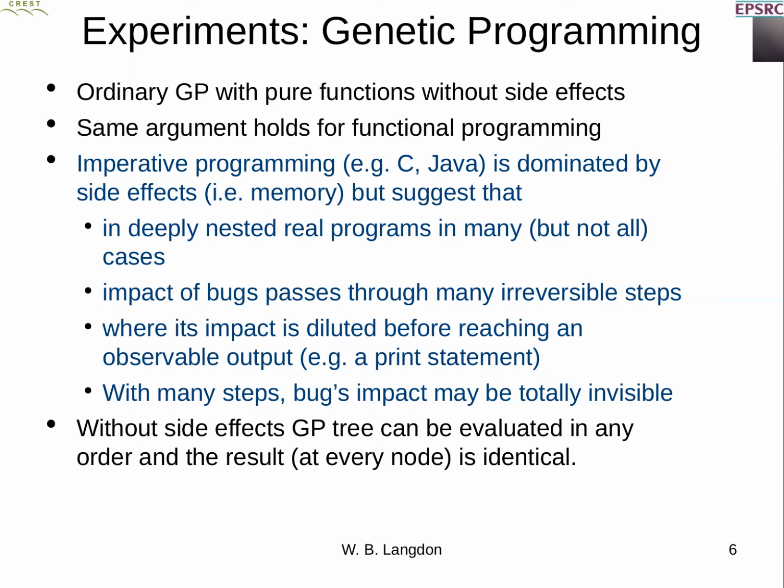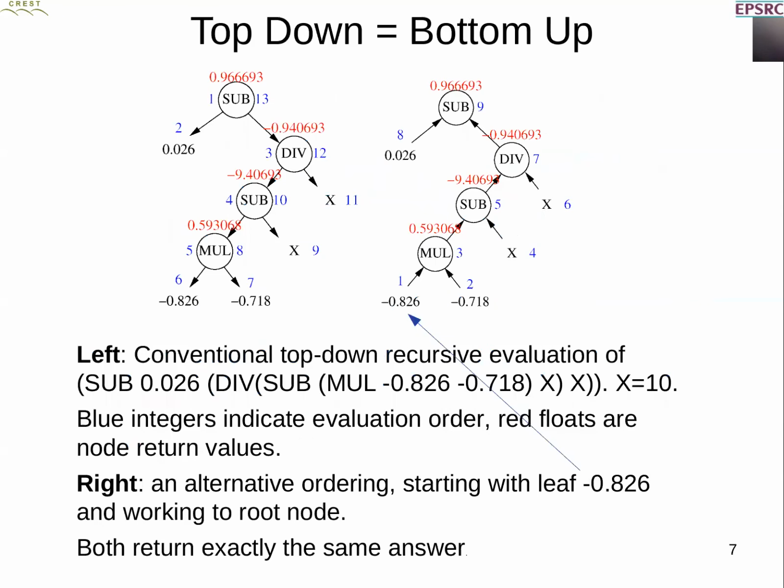In terms of our GP system, then, because we don't have side effects, as is usual in GP, we can evaluate the tree in any order, and the result will be identical. So, in particular, instead of evaluating the trees from the top down, we're going to evaluate them from the bottom up. So on the left-hand side, we have a very small tree, which we are evaluating in a traditional top-down fashion. So we start with the root node, which is drawn at the top there, the root node being the subtraction. So that's labeled 1.